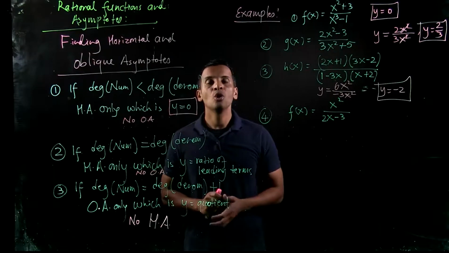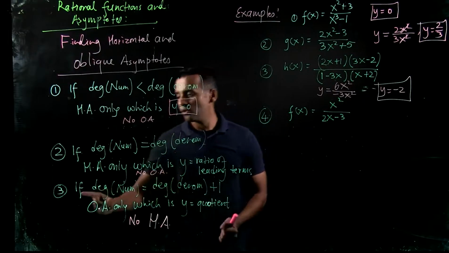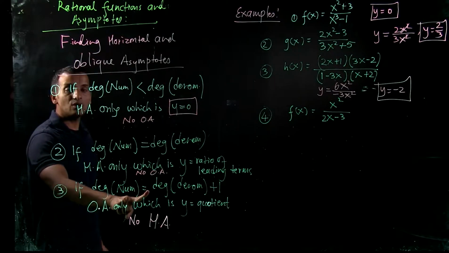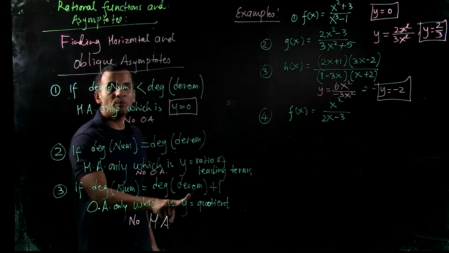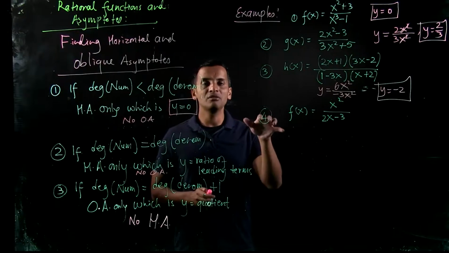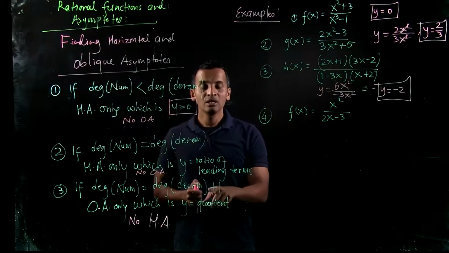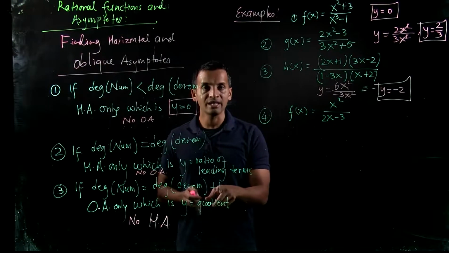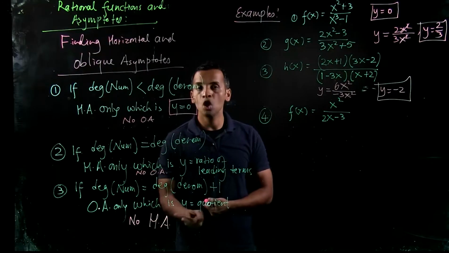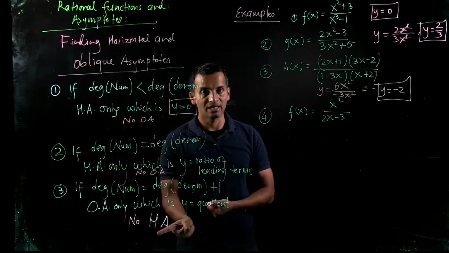In that case, there is no oblique asymptote. And the formula number 3 is if the degree of the numerator equals the degree of the denominator plus 1. What does that mean? If the numerator degree is 1 more than the denominator degree, in that case, there is only an oblique asymptote. There will be no horizontal asymptote in that case, right?